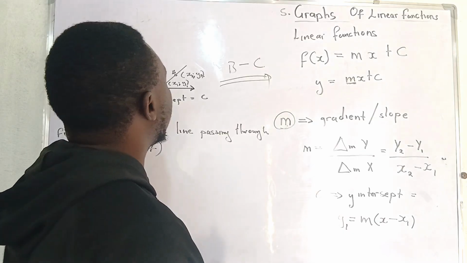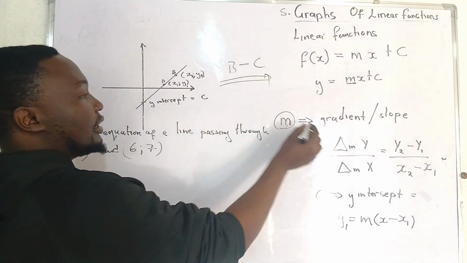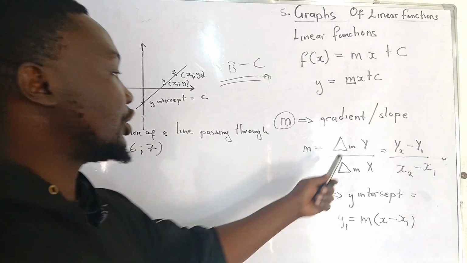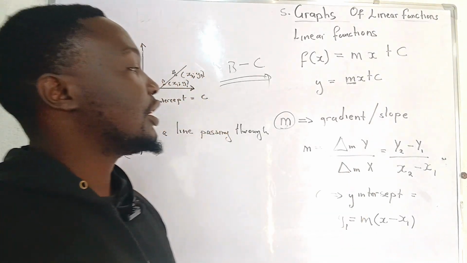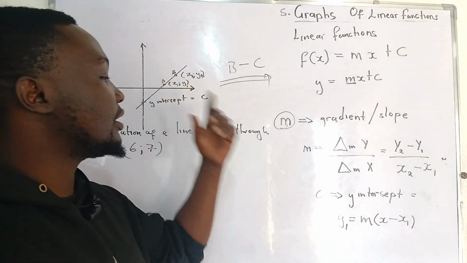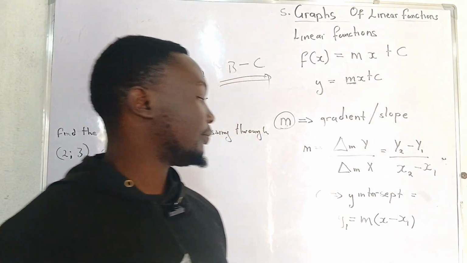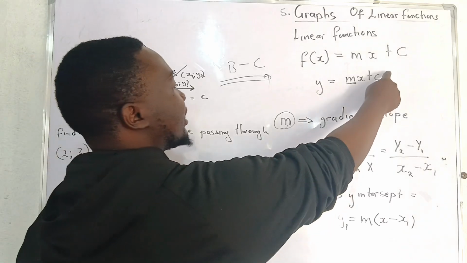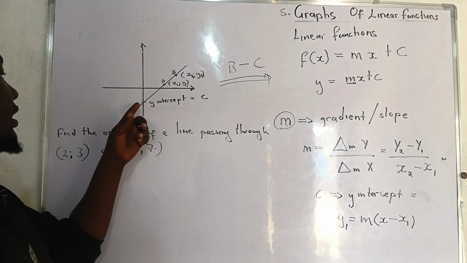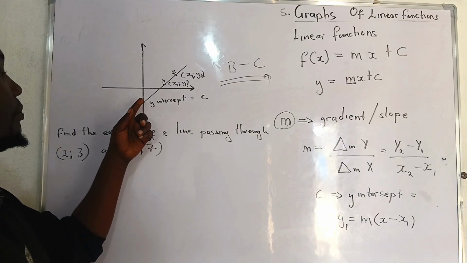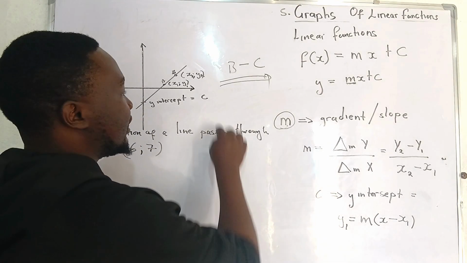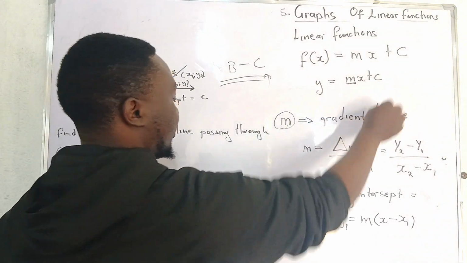So you would find the change in y and the change in x, and then you can plug in the coordinates of the individual points so that you can find m. And c in the equation represents the y-intercept. This is where the line graph meets the y-axis. That is represented by c in the equation.